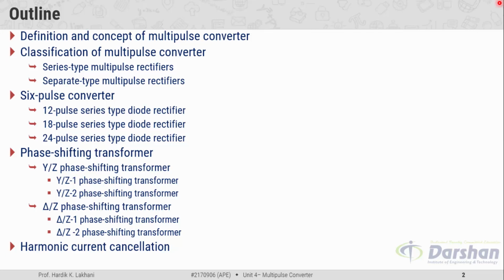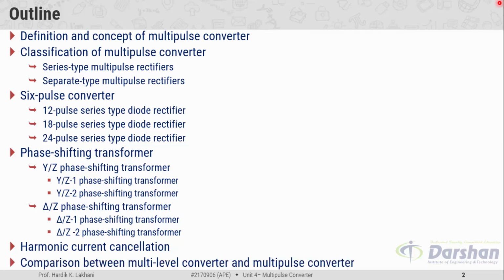Thereafter the topic which will explain the elimination of the harmonics in the line current of these multipulse converters, that is harmonic current cancellation, and at last we shall do the comparison between the multilevel converter and the multipulse converter. So these are the key points of this unit number 4, multipulse converter. Now let us begin with the first topic, which is definition and the concept of multipulse converter.